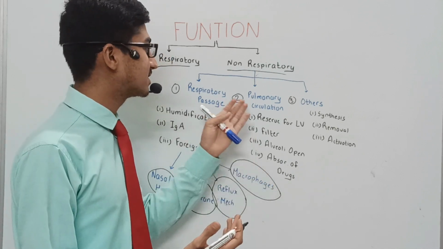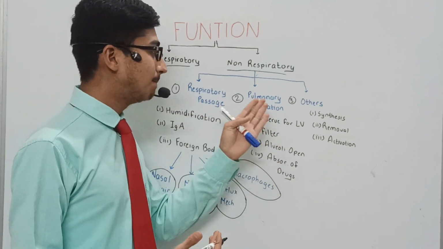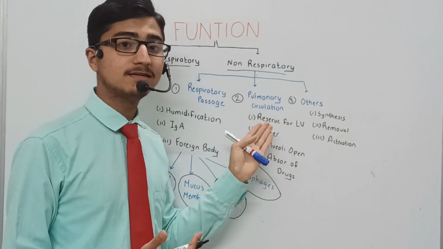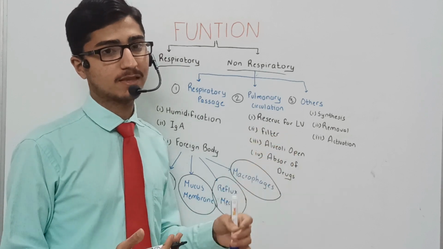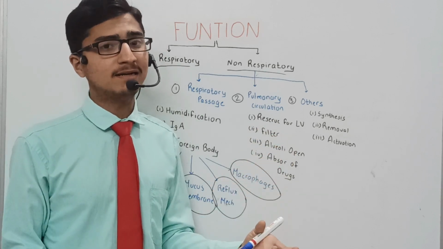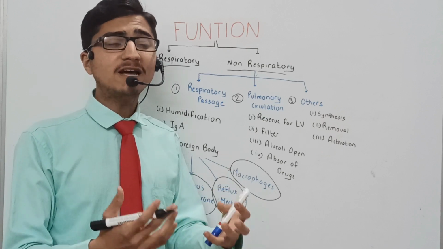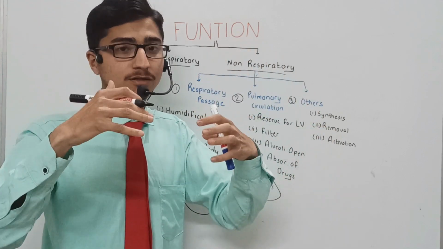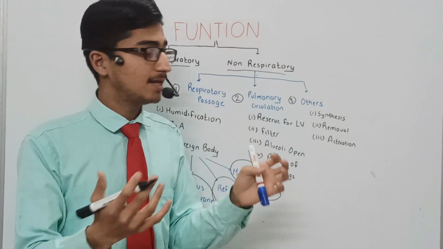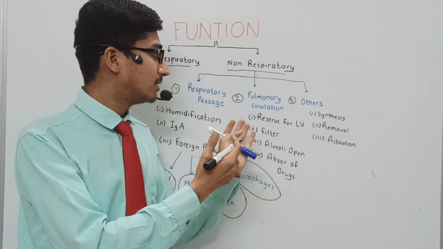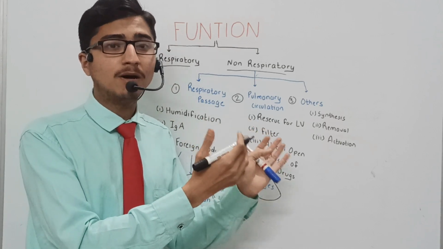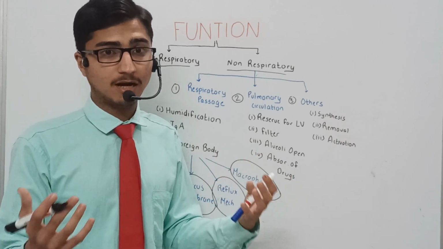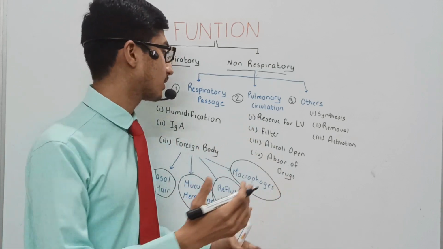Now let's focus on the second major portion, that is pulmonary circulation. The first function under this heading is reservoir of the left ventricle. Now there are certain conditions wherein the left ventricular flow will be more, but the venous return to the heart is very less. In such conditions, this reserve will help to pump the heart and to provide the oxygenated blood to the whole body up to certain strokes.